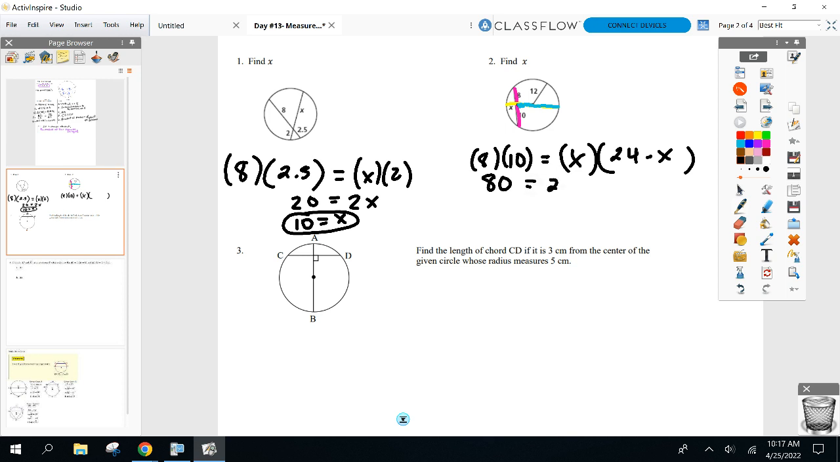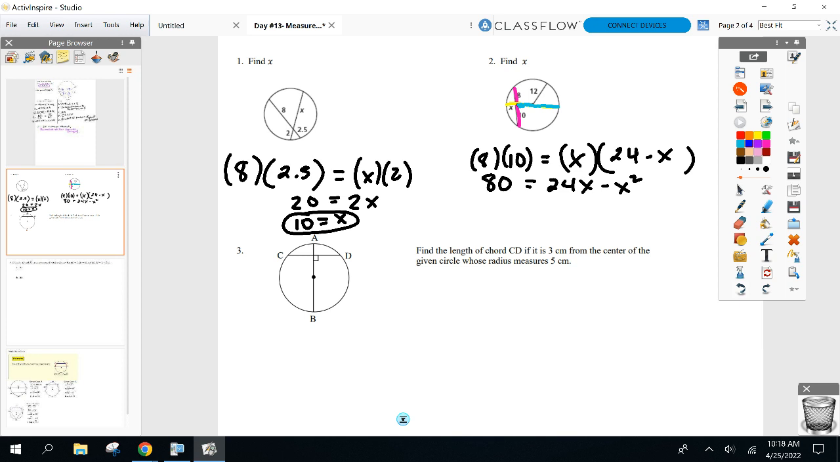80 equals 24x minus x squared. Oh, we've been here before. This isn't the first time we've done these. Next move. I do not like this at all. Negative. If it was positive, I'd be okay. I don't like it. Negative. So how can I make it positive? Oh. I guess I could do that.